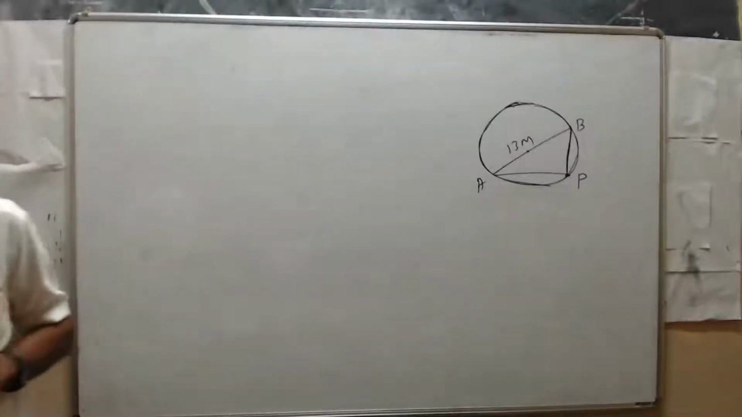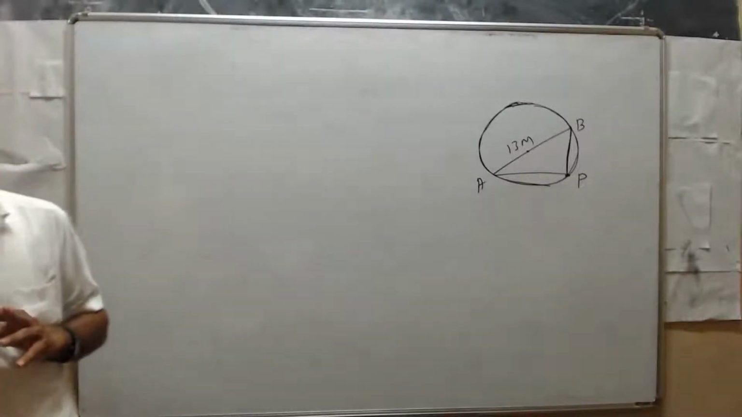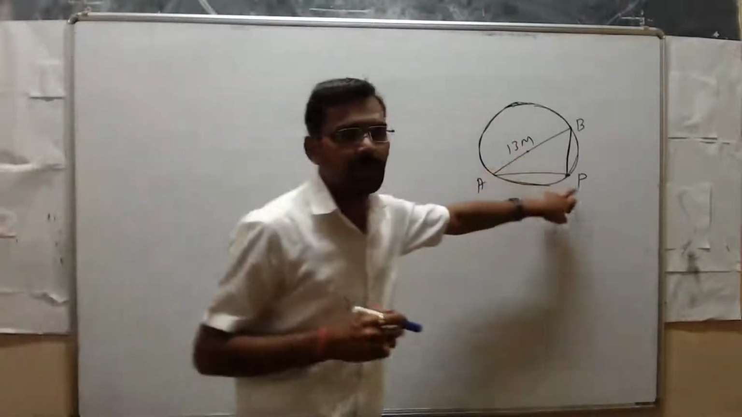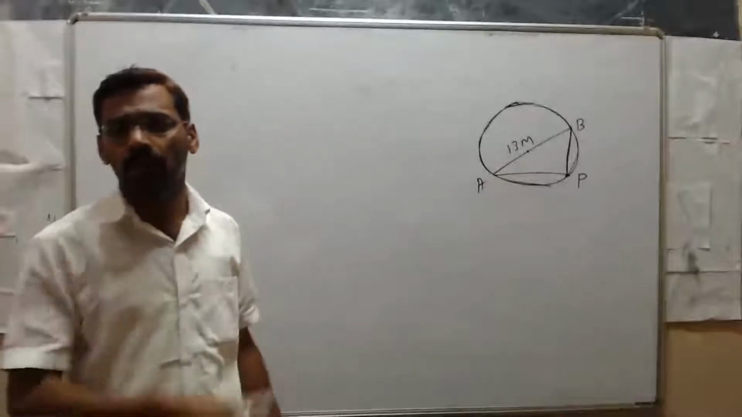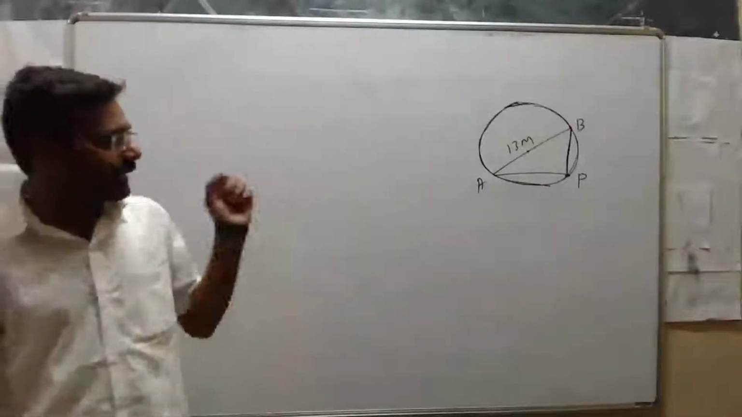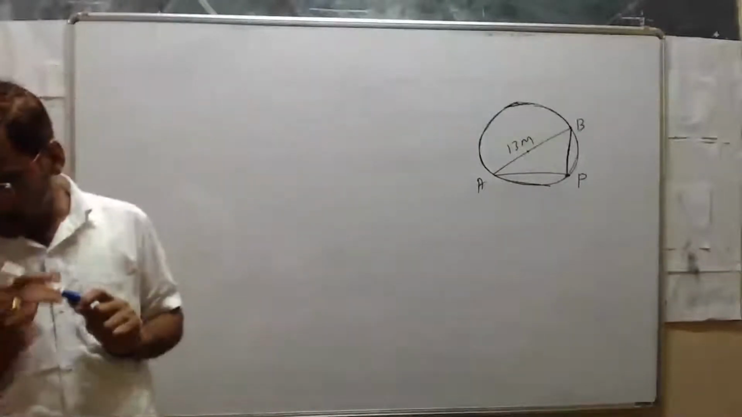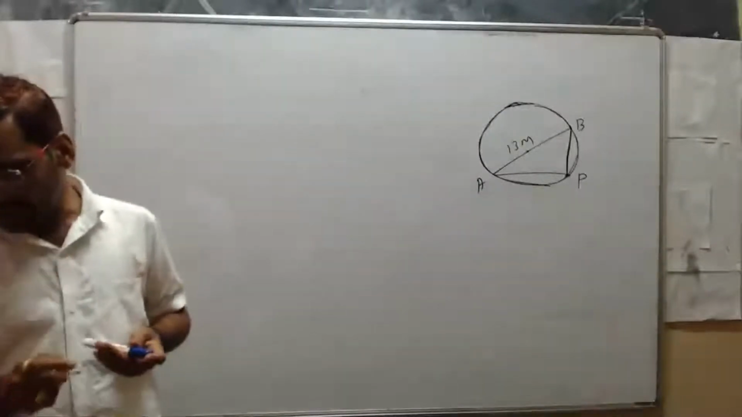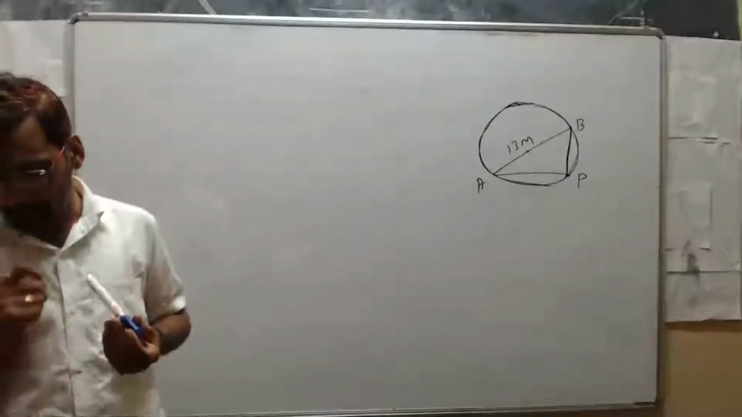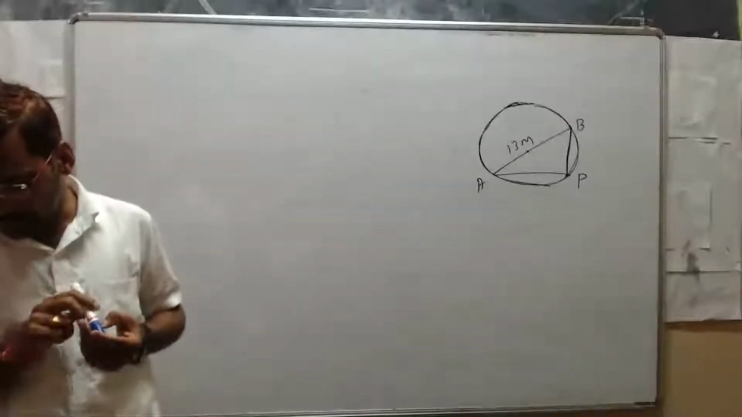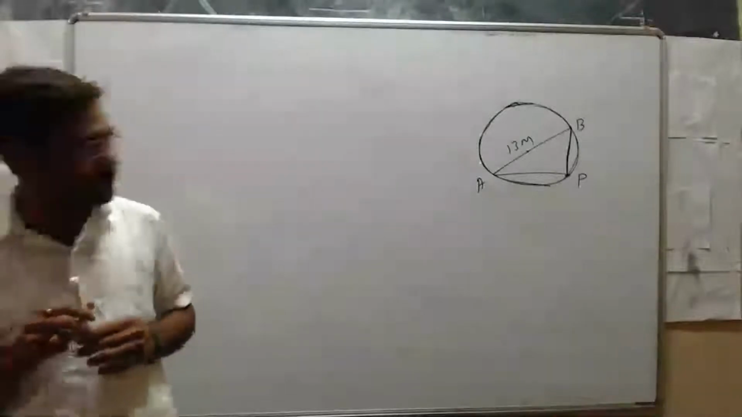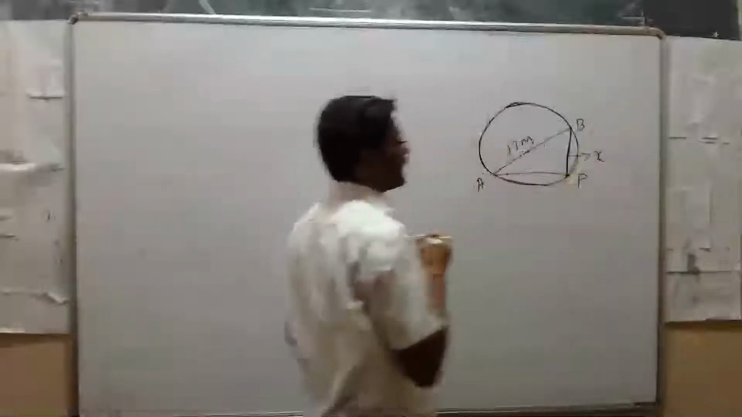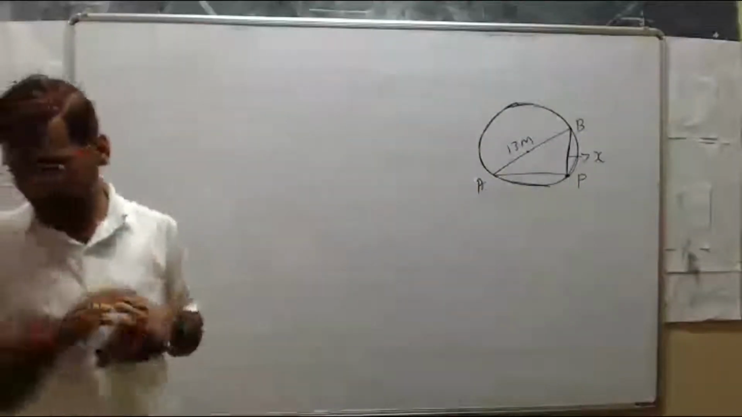Let us first draw the diagram. Let P be the required location of the pole. Let the distance of the pole from the gate B be x. It means the distance between the gate and the pole is x.